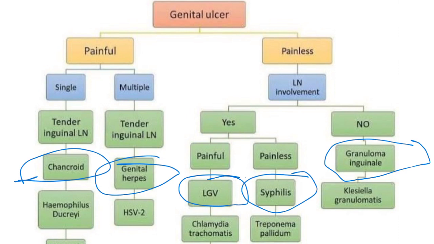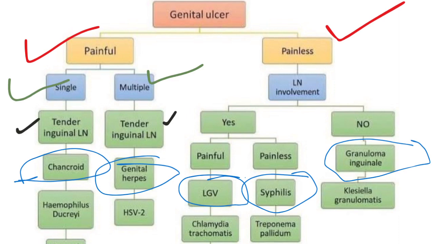So first of all, look at the different infectious causes of the genital ulcer, which include chancroid, genital herpes, lymphogranuloma venereum, syphilis, and granuloma inguinale. So how can we easily differentiate between these causes of genital ulcers through clinical features? For this, the most important clinical feature to look for is pain. So we have to look, are these genital ulcers painful or painless? After this, if the genital ulcers are painful, then we have to look, are they single or multiple?